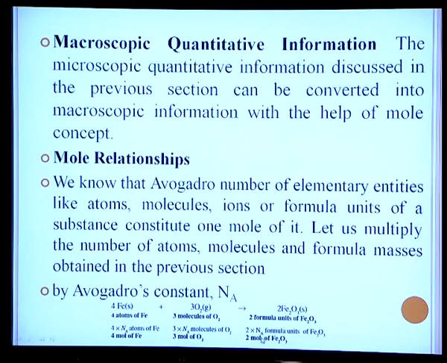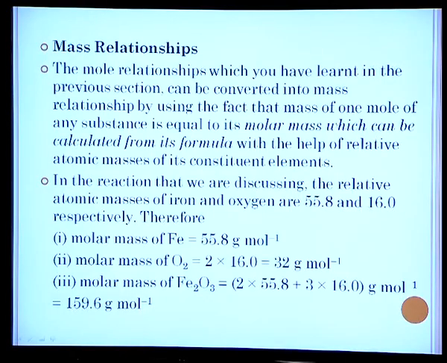Let us multiply the number of atoms, molecules and formula units obtained in the previous section by the Avogadro constant NA. 4 atoms of iron, 3 molecules of oxygen, 2 formula units of Fe2O3, that is 4 into NA atoms of Fe, that is 4 moles of Fe; 3 into NA molecules of oxygen, that is 3 moles of O2; and 2 into NA formula units of Fe2O3, that is 2 moles of Fe2O3.